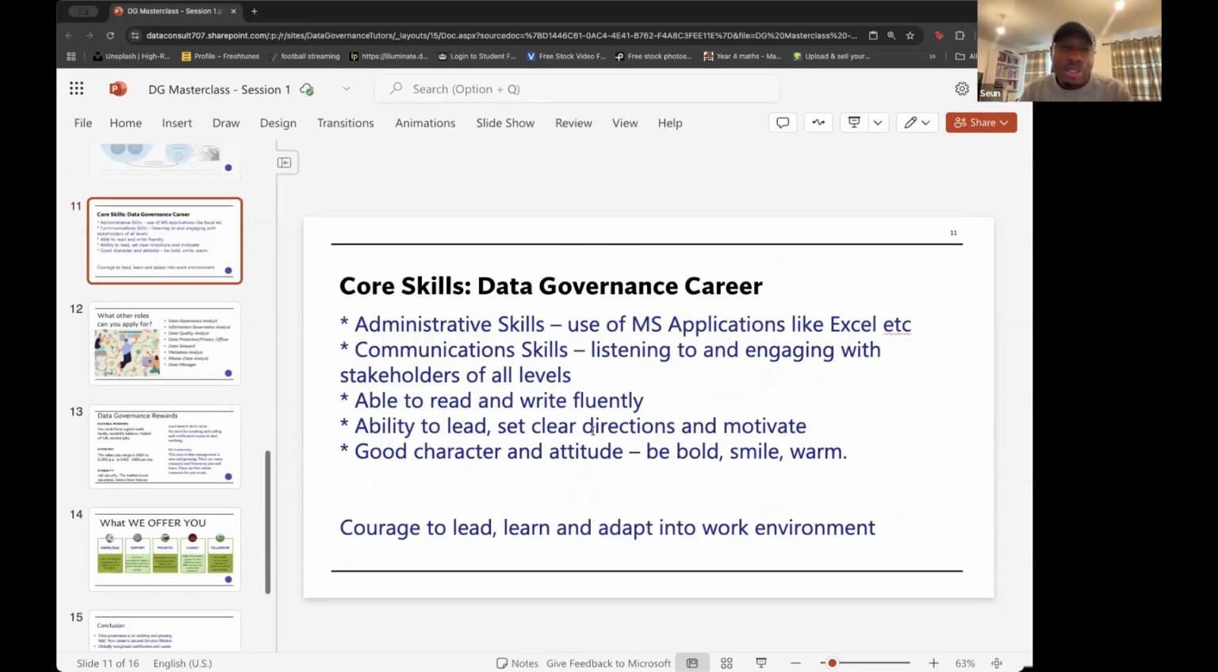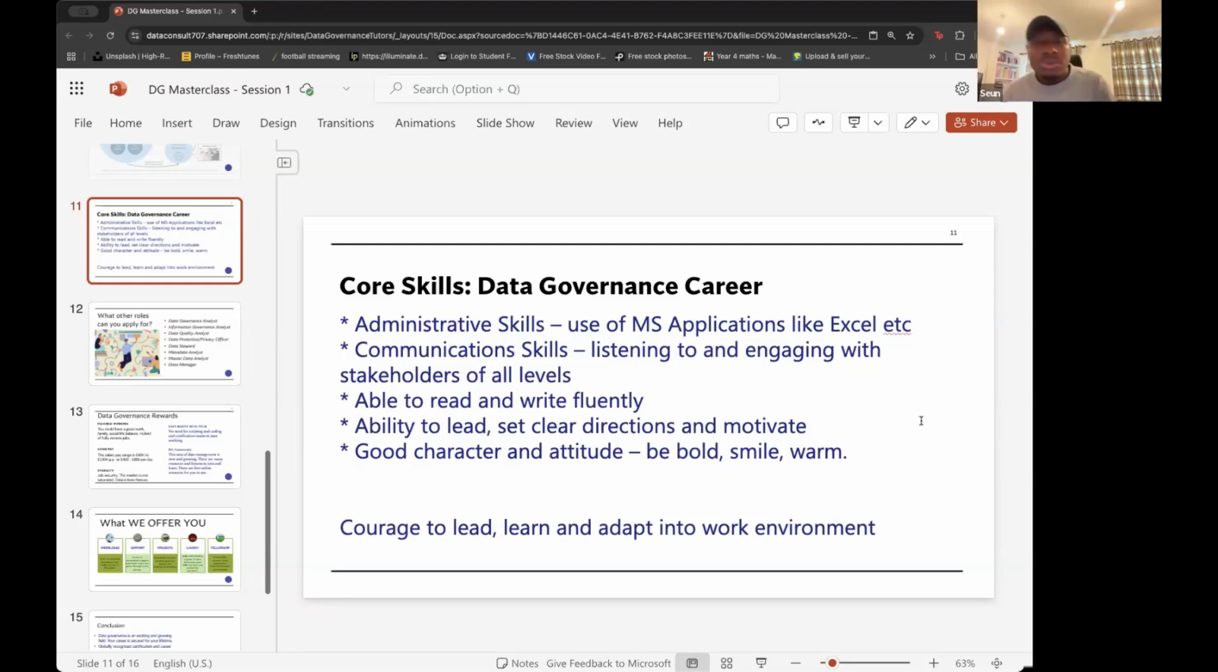Next, if you're going to work in data governance, what skills do you need? You need administrative skills, which I'm sure all of us have. Administrative skills like being able to write notes, write minutes of a meeting, and use simple administrative tools like Microsoft Office applications, which include Excel, PowerPoint, Word documents, Teams, an internet provider, and some other stuff like that. Those are the administrative skills you need, and you use those skills to say what you would like to say.